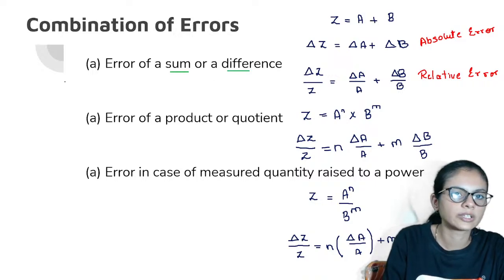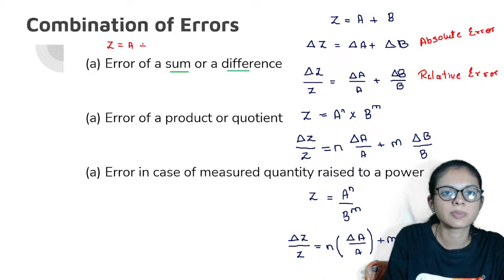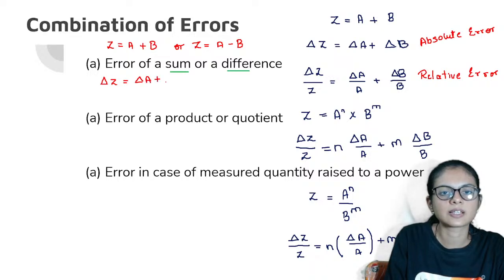Let me conclude a thing here. If z equals a plus b, or z equals a minus b, the absolute error will be delta z equals delta a plus delta b, and the relative error will be delta z by z equals delta a by a plus delta b by b.